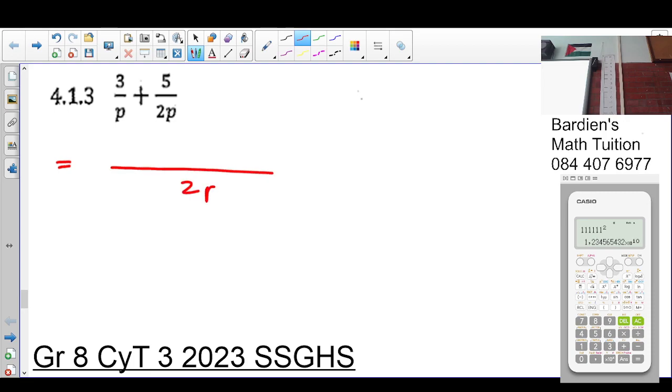2p. Yes. So this must be multiplied by 2. This must be multiplied by 1. What's 3 times 2? 6 plus 5. What's 6 plus 5? 11. 11 over 2p.